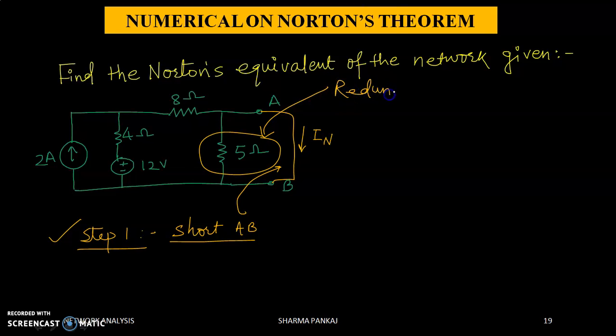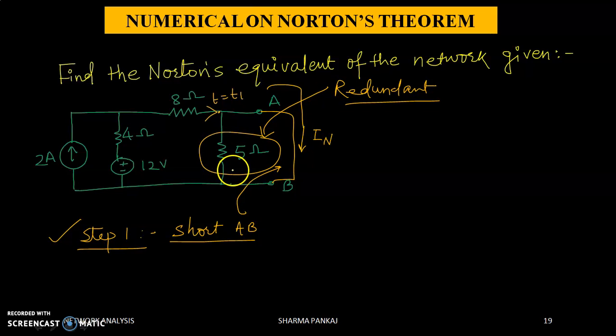What is the meaning of redundant? Redundant means it is there in the circuit physically, but electrically it will not take part. What does it mean? Suppose there is a current at time t equal to t1. There is some current coming, and this current will decide where to go. There is one short circuit path and there is a path having a 5 ohm resistor. Current always chooses the least resistive path to travel. All the current will bypass from this short circuit element, short circuit terminals A, B. So it will not take part in the circuit.